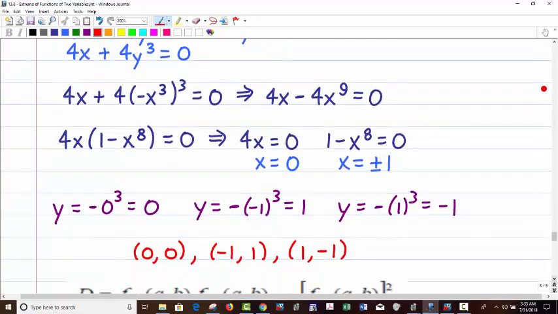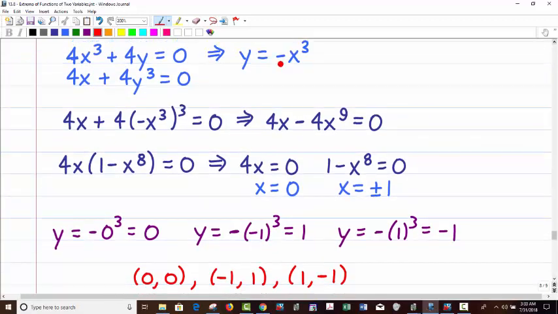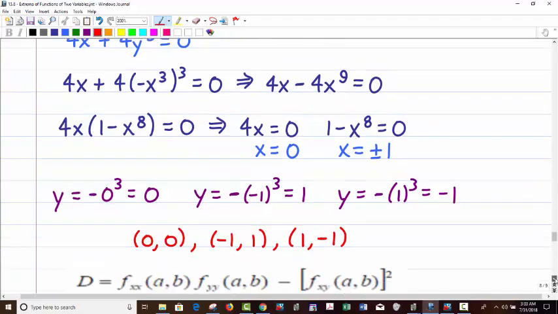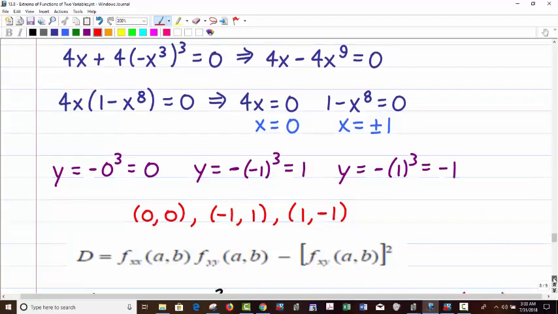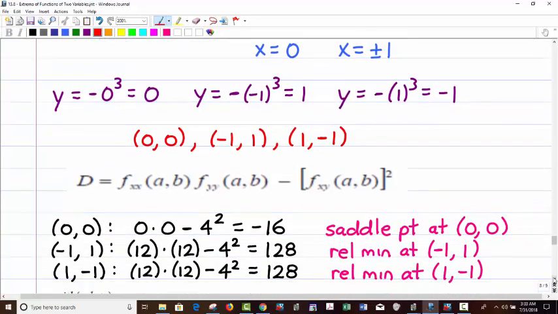So you factor out a 4x. So 4x times 1 minus x to the 8th gives you 4x equals 0, x equals 0. And then like I explained before about the even power, x will be plus and minus 1. Now this is a little bit different than the last one, because now y equals negative x cubed instead of just x cubed, meaning that 0 is still 0, but when you take the negative of negative 1 cubed, you'll get positive 1, and then the negative of 1 cubed is negative 1. So it's not the same 3 critical points as the last one, although it's very close.